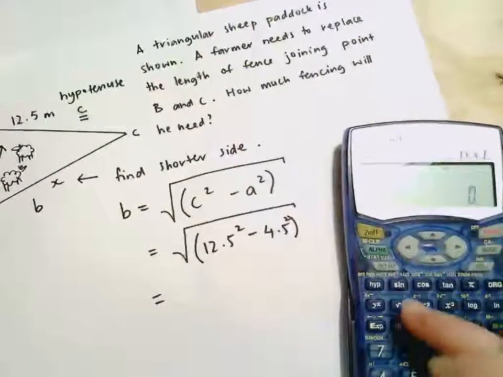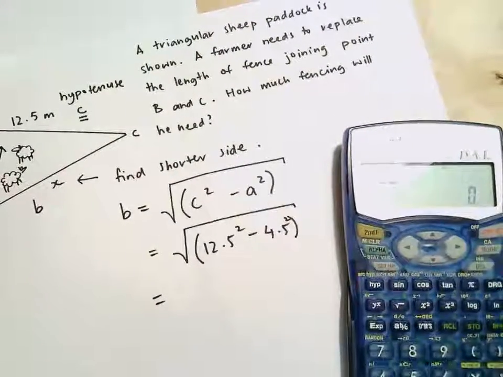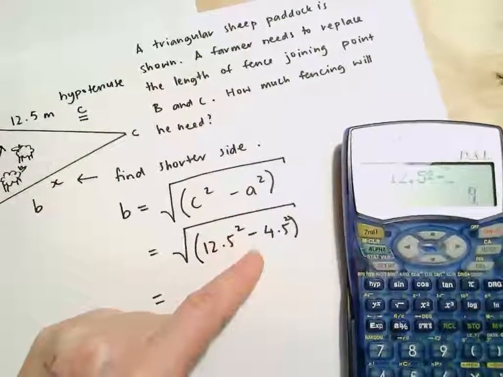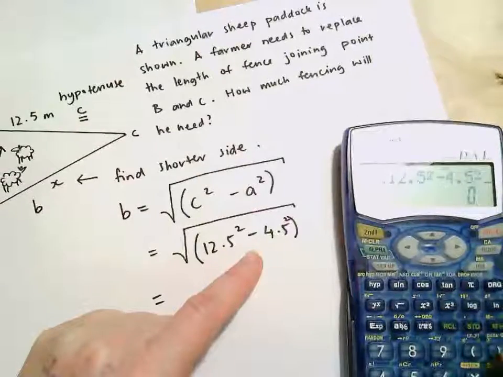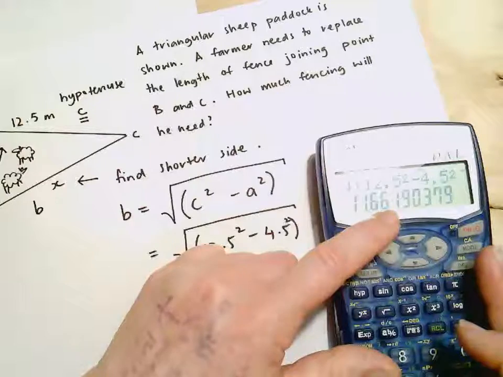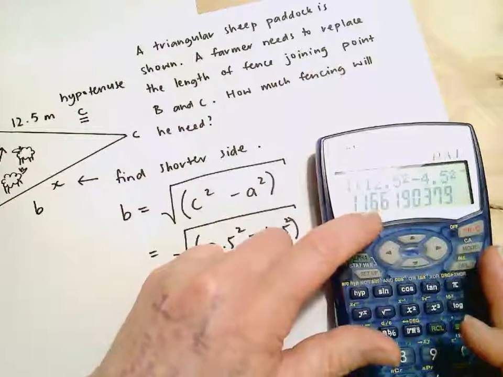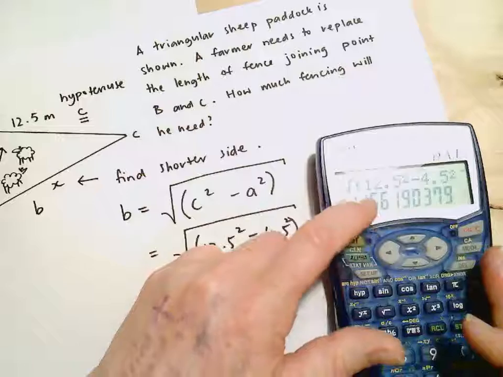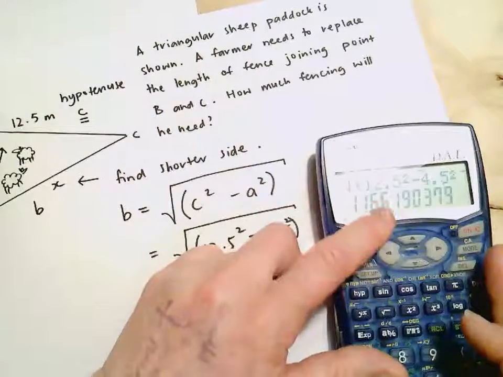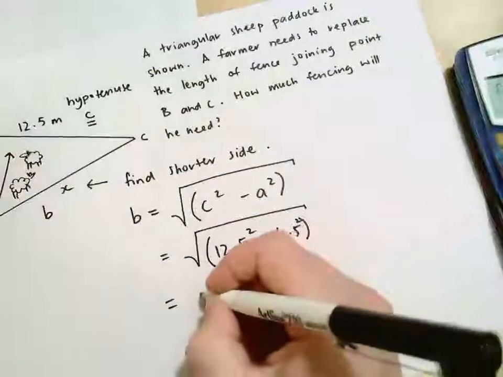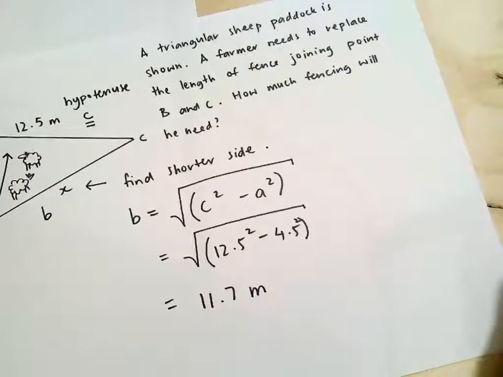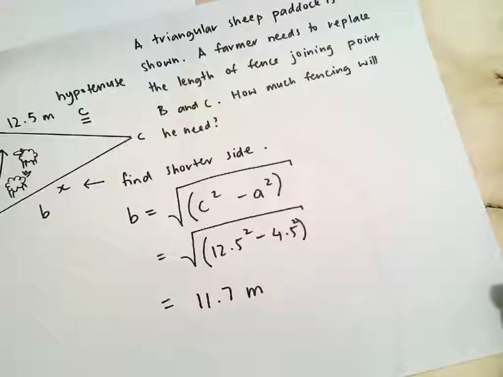So we've got the square root of, open brackets, 12.5 squared. Remember it's subtract because we're working out a shorter side. Close brackets equals 11.66. Now to round it to one decimal place, I've got to say to myself, is this going to stay as a 6 or is it going to bump up to 7? I look to my next digit, it's 5 or greater, so it's going to bump it up to 11.7. So the fence has to have a length of 11.7 metres. Hopefully you got that one right.